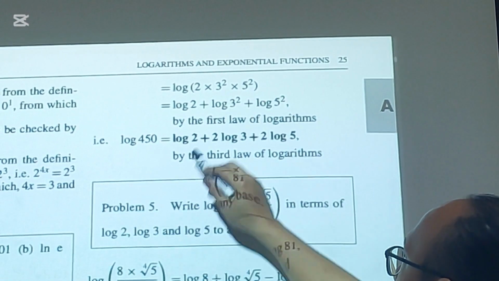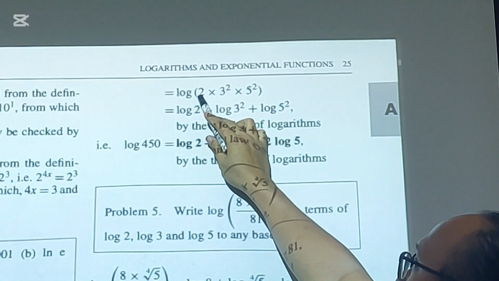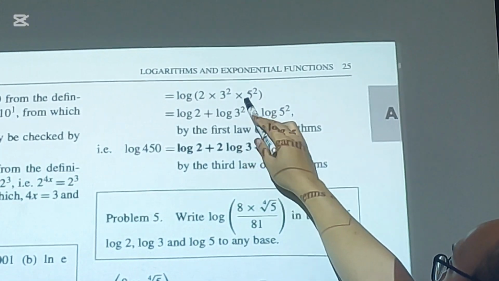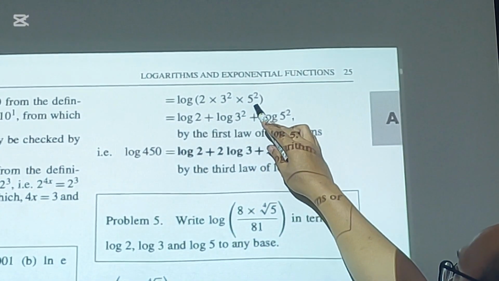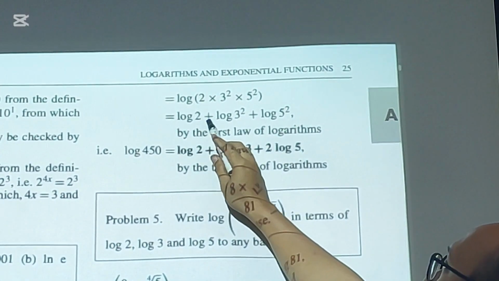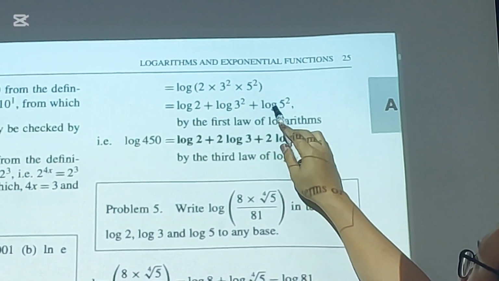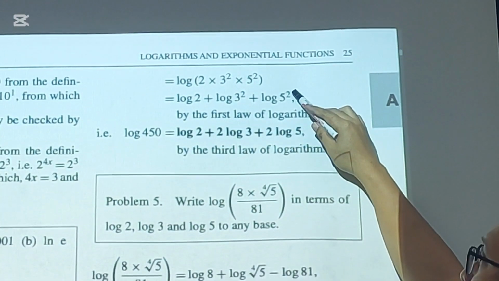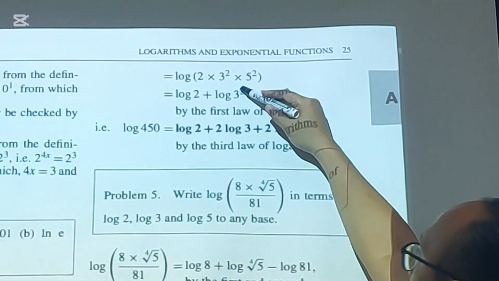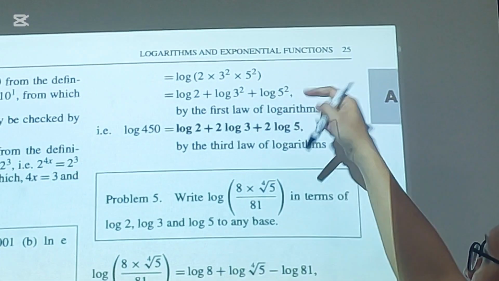So because there is 2, 3, it will be similar. 2 multiplied by 3 power 2 multiplied by 5 power 2. So it will become like this: log 2 plus log 3 power 2 plus log 5 power 2. And you can use the third law to change this power into a constant.